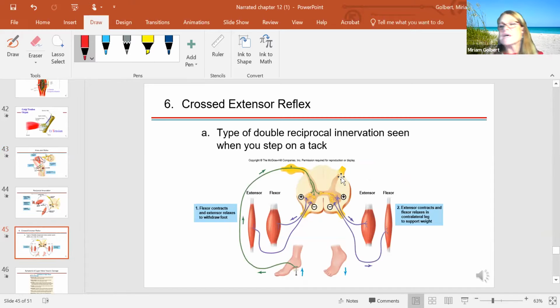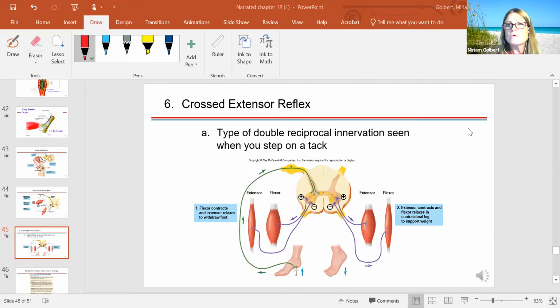This one is the cross extensor. This is a nice one. This is when you have both sides of the spinal cord being activated, because the typical example is stepping on a tack. So when you step on the tack, what are you doing? You're lifting the heel, right? You go, oh, but what happens when you lift your foot? At the same time, you need to contract your other leg muscle to hold you, because if not, you will be falling. So that's what is called the extensor reflex.